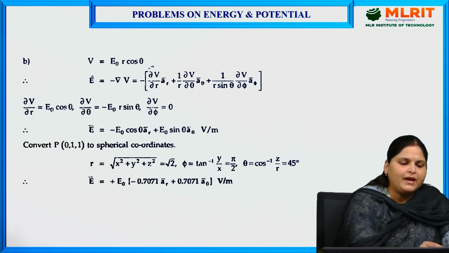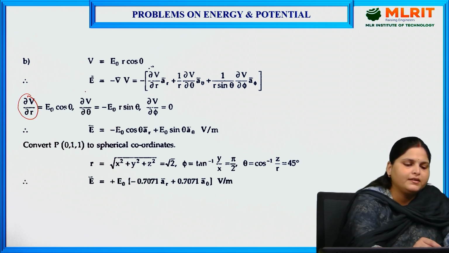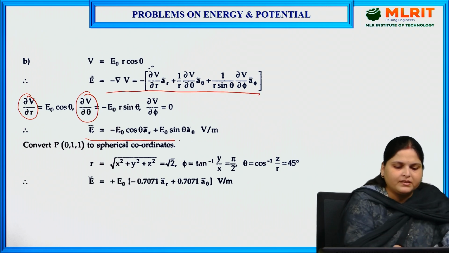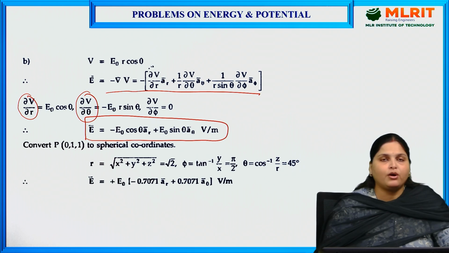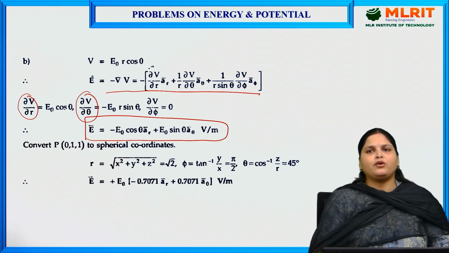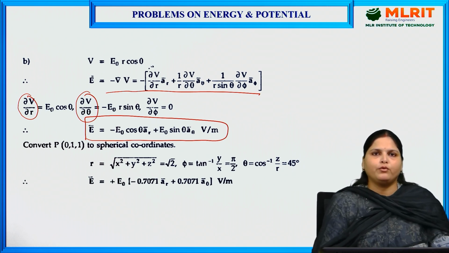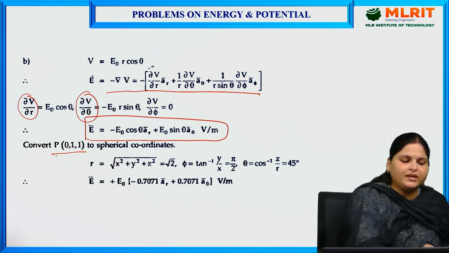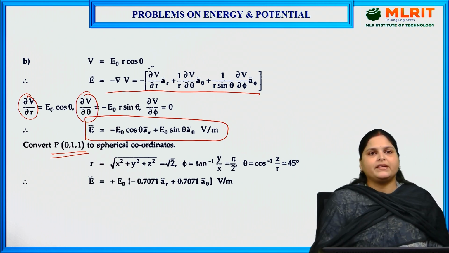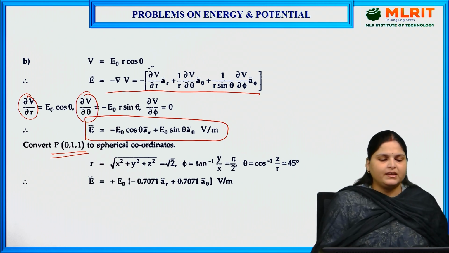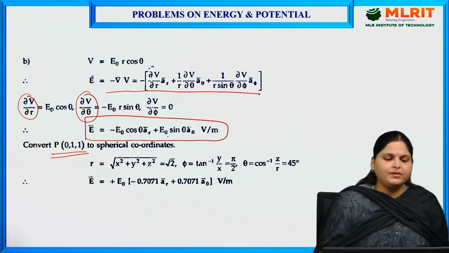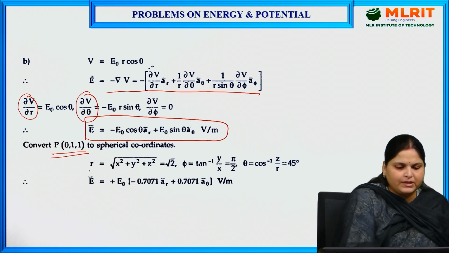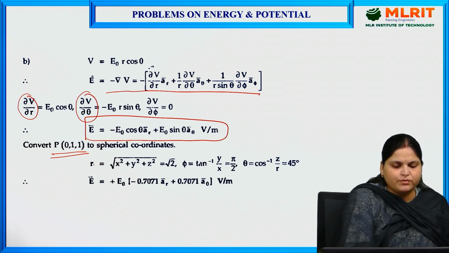Now one by one we put dou V by dou R and dou V by dou theta in this formula, and we get the equation as minus E naught cos theta plus E naught sin theta A theta volt per meter. As asked in the question, this E should be calculated at a point P whose coordinates are 0, 1, 0. Before putting it into this equation, we have to calculate these terms.